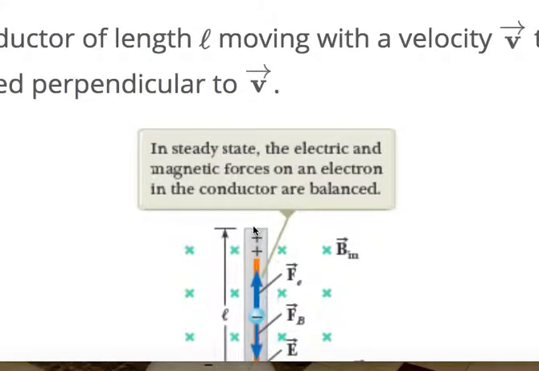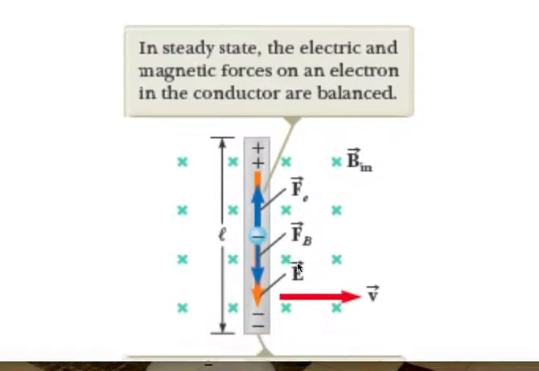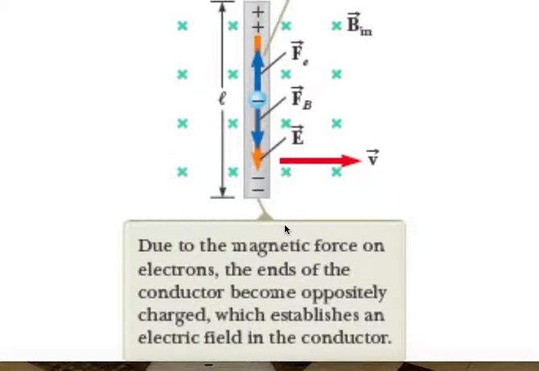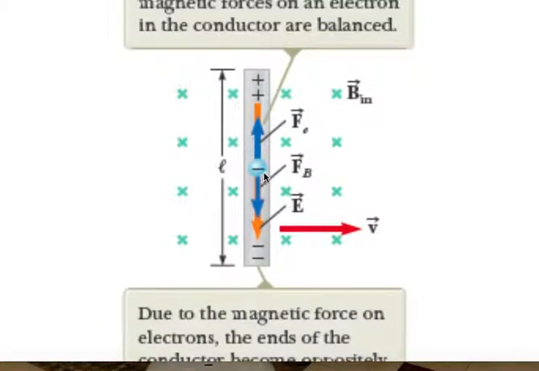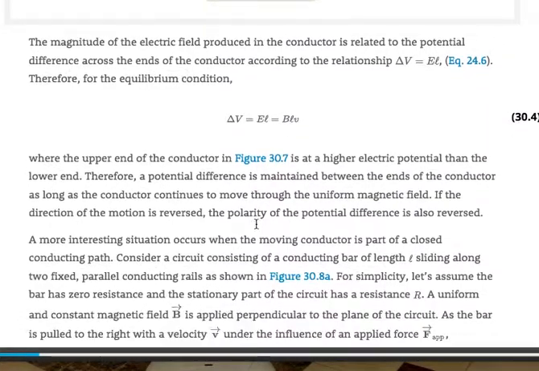If you're in steady state, the conductor is balanced. You've got the electric force equal to the magnetic force. And we've seen that in a velocity selector already, that same kind of correlation here. But due to the magnetic force on the electron, the ends of the conductor become oppositely charged, which establishes an electric field in the conductor. So the electrons move and you establish an electric field. And that electric field also means that there's an induced EMF there.